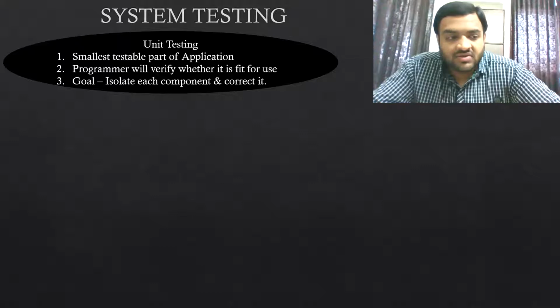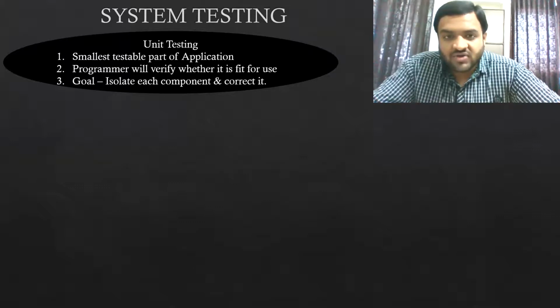Then the other unit will be, is it allowing you to make online payment, whether authorization procedures are done. Then if the customer wants to cancel an order, what are the procedures. Then when the delivery is done, whether the confirmation is given or not. So we will divide the entire application into small components, and we will start testing those components or units. The programmer will verify whether each and every unit is fit for use. The goal here is to isolate each component and then correct it.